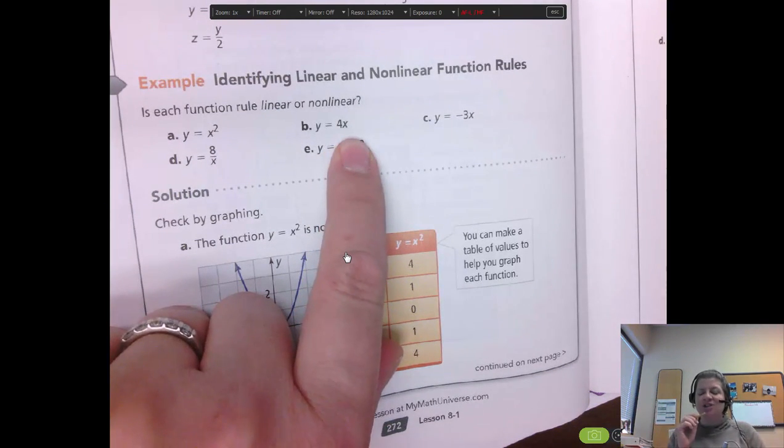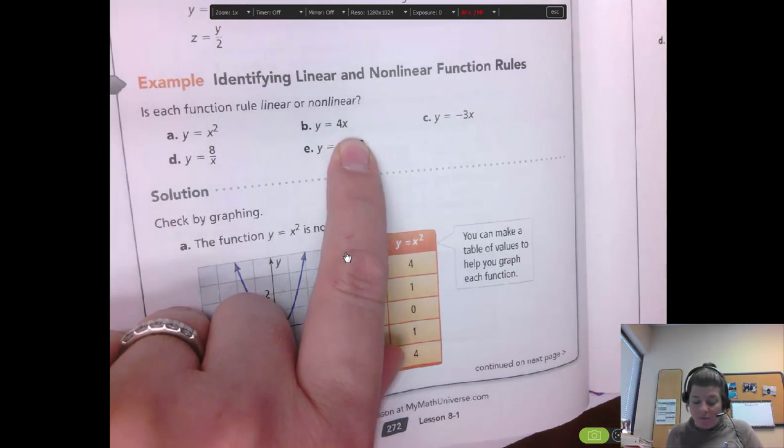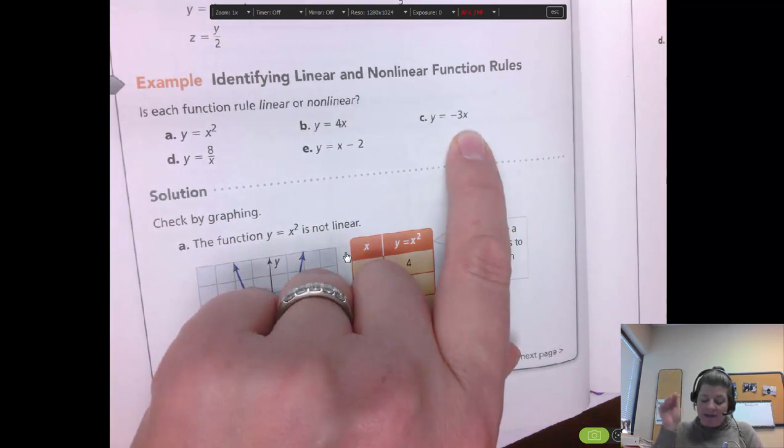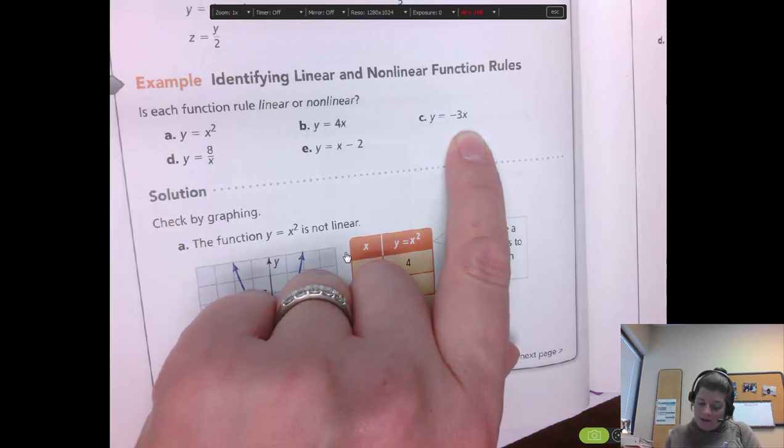So it's actually going to go at 0, go up 4 over 1, up 4 over 1. That's our slope, 4 over 1. And C is y equals -3. So that one's going to go down 3 over 1, down 3 over 1. Again, linear, just an x.